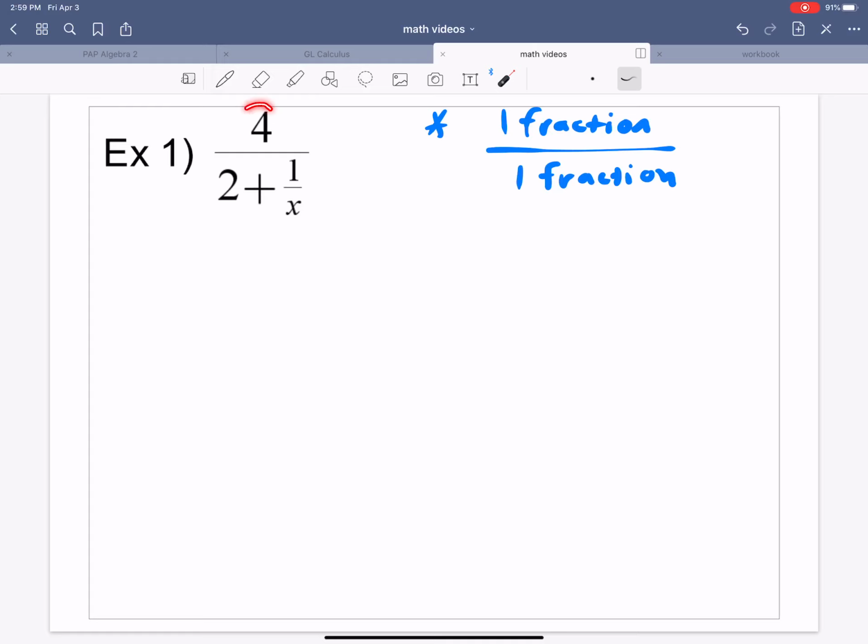So if you look at the top, that's just 4. That's fine. But on the bottom here, we have 2 terms, 2 plus 1 over x. So we're going to want to take this denominator here and combine those using addition. So here's what we've got. We've got a 4 on the top. That's good. We don't need to do anything with that. But then on the bottom, what we need to do is identify our LCD, our least common denominator.